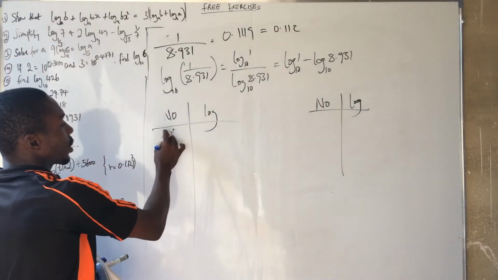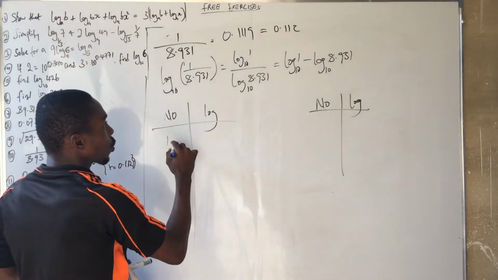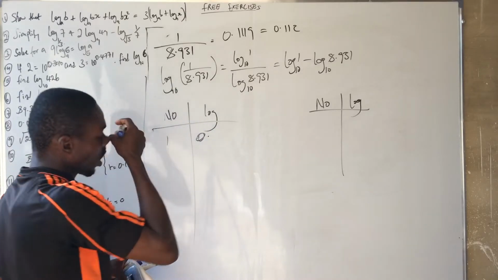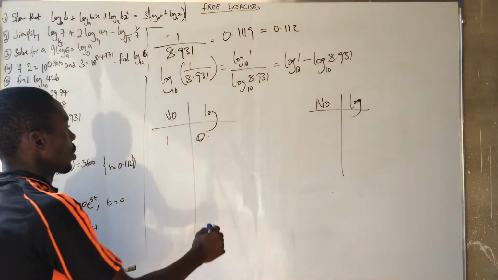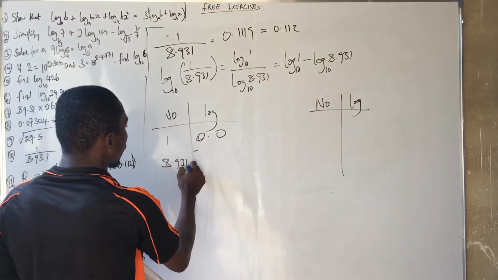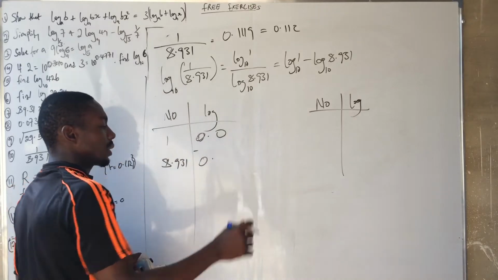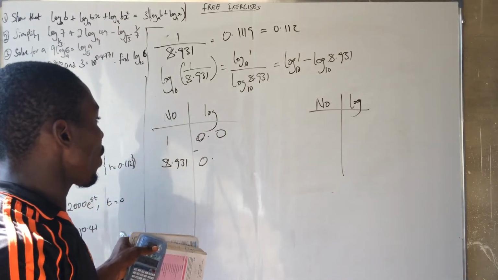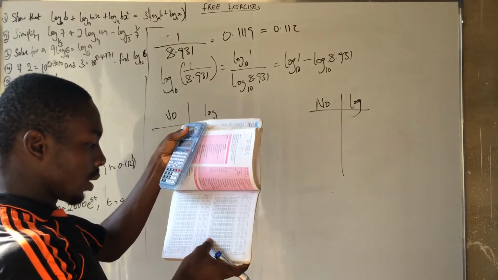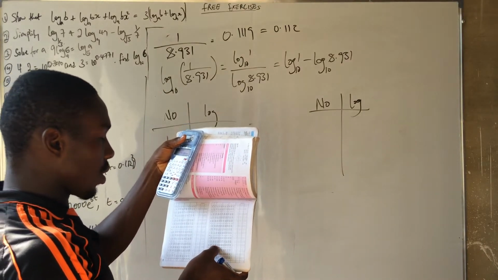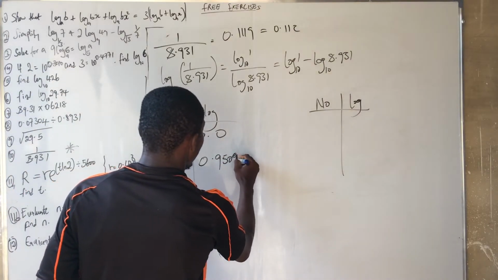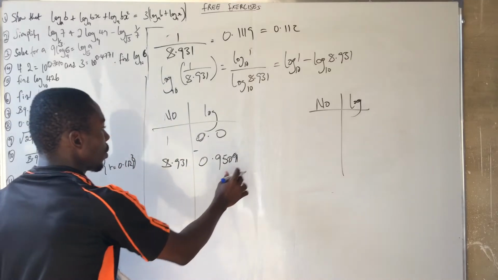So now, what is the number we want to look at? 1. So the characteristic is 0. We look for log 10 under 0, which is 0. We now subtract 8.931. The characteristic is 0. We now look for the log of 89 under 3, difference 1. The log of 89 under 3 is 9509. The difference is 0.